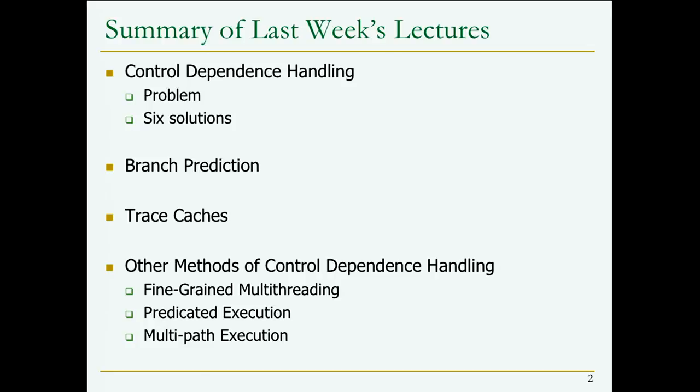Okay, this is just a reminder of what you've been doing. We've been looking at control dependence handling, branch prediction, trace caches, and other methods of control dependence handling. We covered that actually in the last 2 weeks. So you're really up to date on what's going on in control dependence handling in the last 40 years, if you will. Well, more than 40 years, actually, because if you remember, the fine-grained multi-threading ideas were from the 1960s. It's almost 60 years, actually, today. Okay, and we also covered other mechanisms for predicting other branches as well.